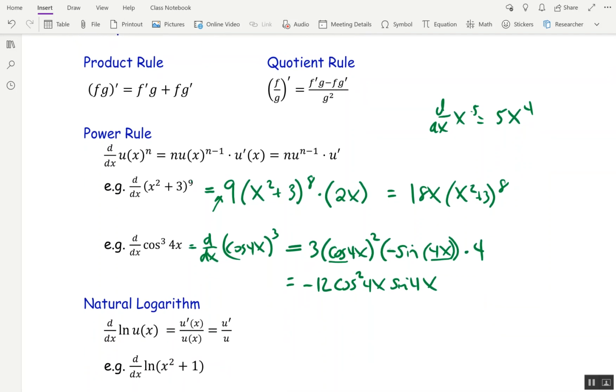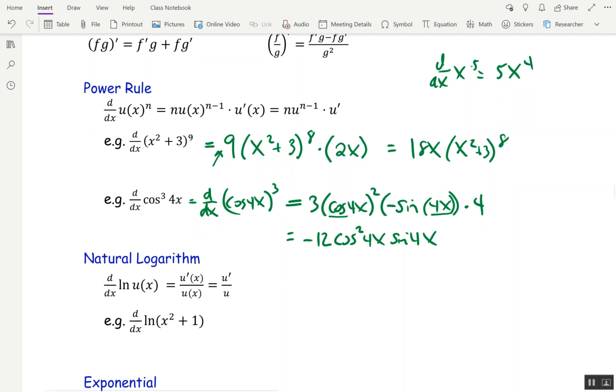Okay, natural log. We love taking derivatives of natural log. The rule is derivative of ln u is u prime over u. It's that easy. So the log disappears. There's no log in your answer. So I put my u on the bottom, x squared plus 1, and my u prime on the top. Piece of cake.